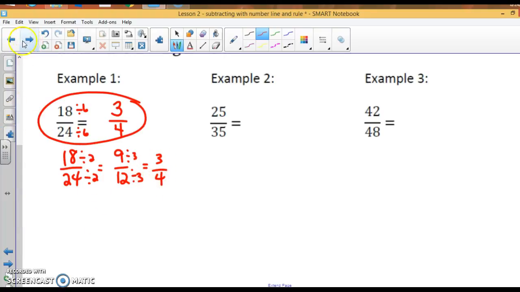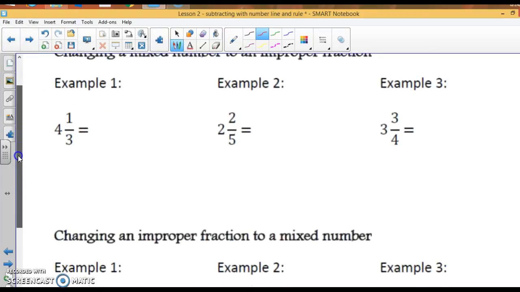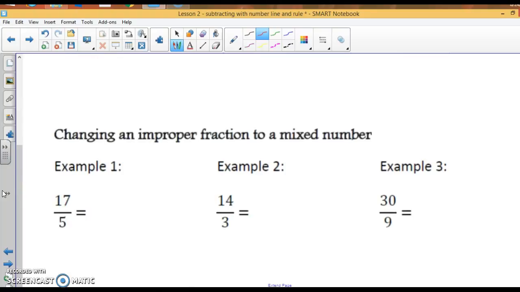That's reducing a fraction. The second thing that we want to review today is going from a mixed number to an improper fraction. So 4 and 1/3. To do this, you've got 4 whole numbers, and this is in terms of thirds. So 4 times 3 is 12, plus the 1/3 that you have is 13 thirds. Let's take a look at this one. 2 times 5 is 10, plus 2 is 12 fifths. You should already know how to do this, but it is good to review.